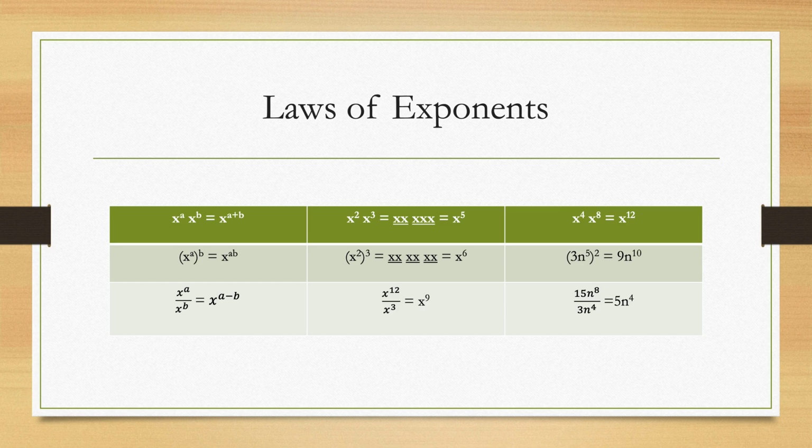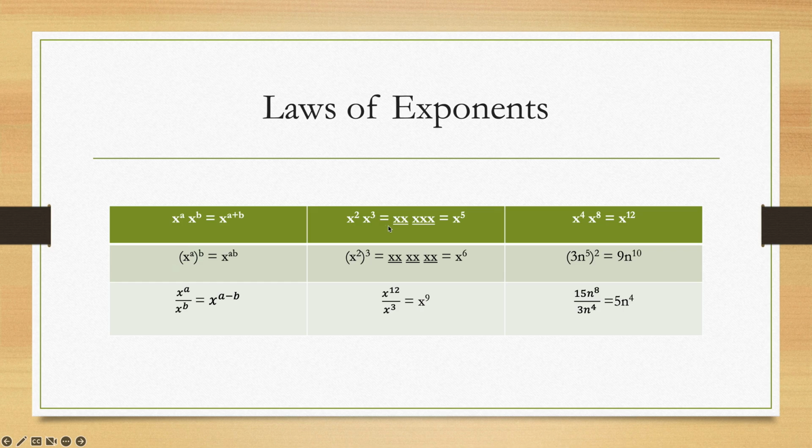Okay, so let's talk about some examples here. The first law of exponents says that x to the a times x to the b is x to the a plus b. What are we talking about here? This looks nuts. Well, let's make it more concrete. Let's say x squared times x cubed.